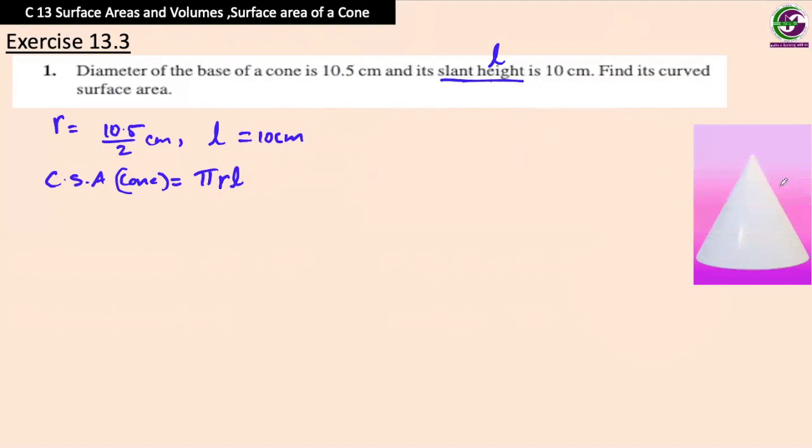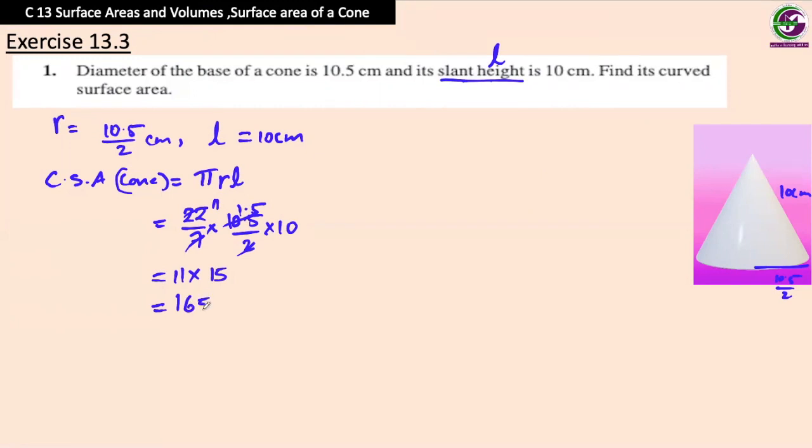So here we have the slant height is 10 centimeters and the radius is 10.5 divided by 2. Both of them are in centimeters. So let us apply. We are asked to use the value of pi as 22 by 7, times radius 10.5 divided by 2, times the slant height. This is 1.5 and this is 11. So we have 11 times 15, 165 centimeters square. That is the curved surface area of the given cone.